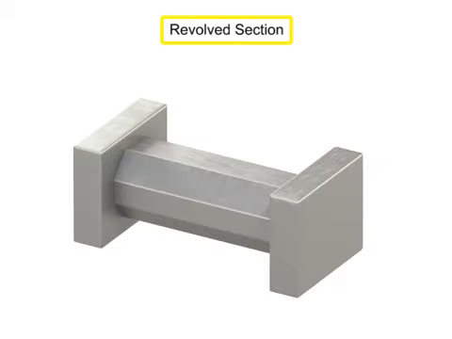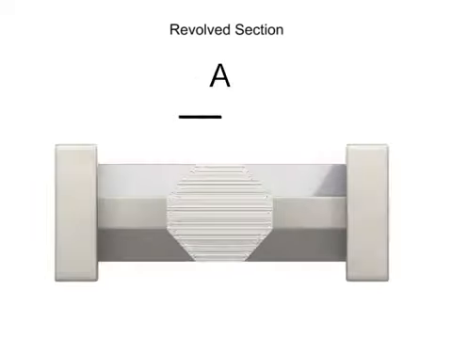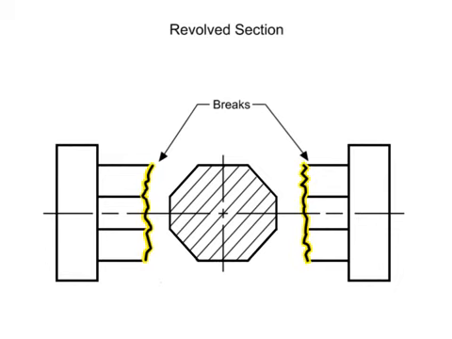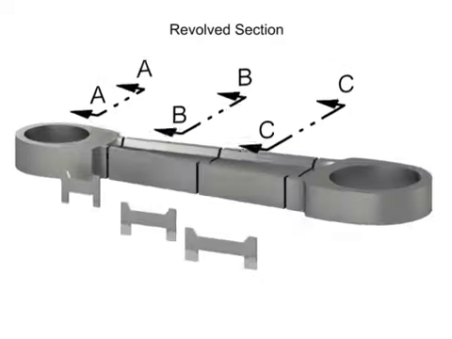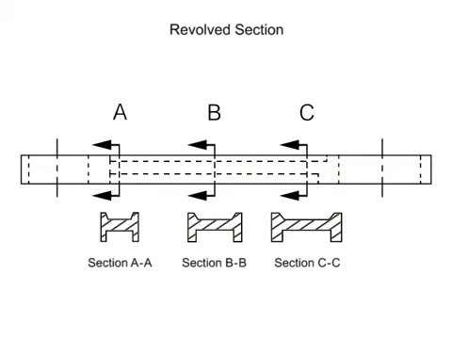A revolved section is created when the cutting plane slices through the feature, but the cut shape is rotated 90 degrees and shown directly on the regular view. Sometimes the new section is shown without breaks, and sometimes it is shown with breaks. Removed sections are actually revolved sections that are moved to another location on the drawing. Removed sections are used when a part, such as this connecting rod, changes in cross-section from one point to another.